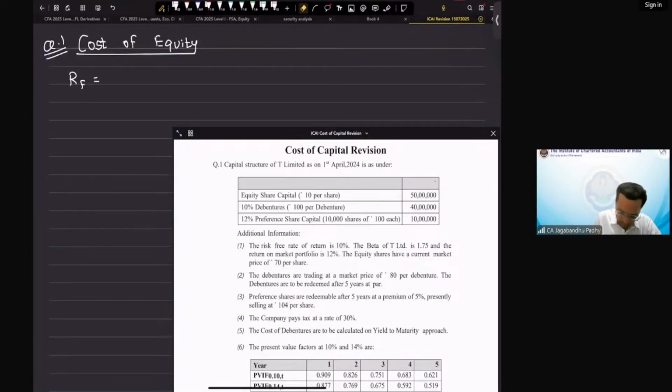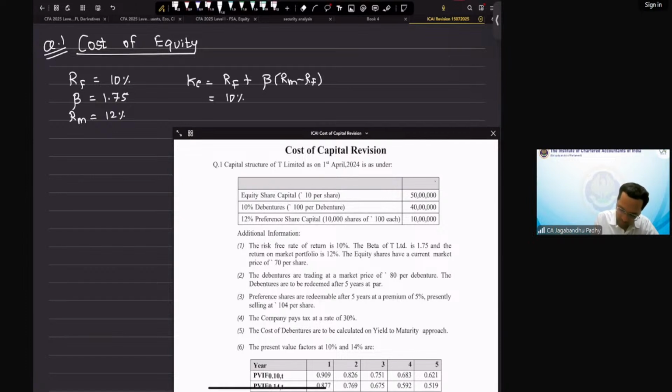Risk-free rate of return is 10%. Beta is 1.75, and the return on market portfolio, so basically RM, is 12%. Okay, so we can get the cost of equity as RF plus beta into RM minus RF.